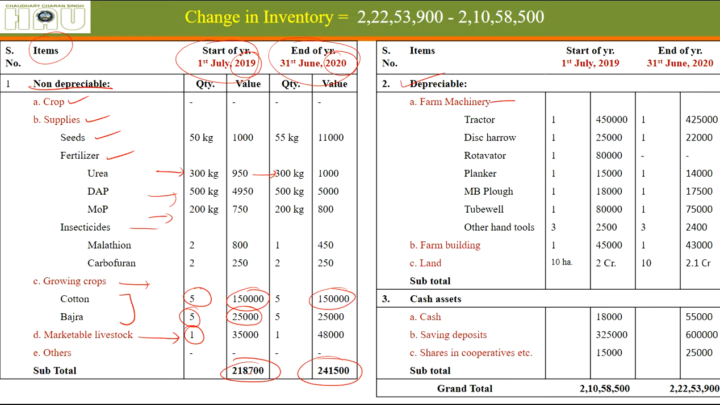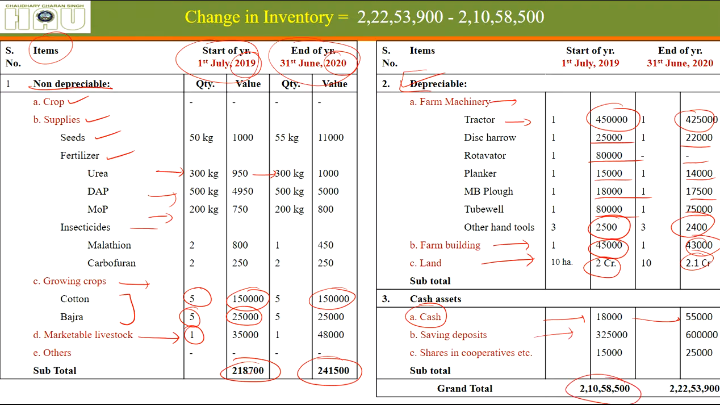Same again for farm machinery. As you can see in depreciable items, the value of the tractor was something in the beginning and lesser in the end. Same with the disc harrow. I have sold the rotavator. Planker value has reduced. Ambiblow value has reduced. Tube well value has reduced. Other hand tools, a little decrease in the value. Farm buildings value has reduced, and land, the value has increased a little. Due to appreciation in land values, with time the value of land does increase. Cash, earlier I had 18,000, now I have 55,000 in my hand.